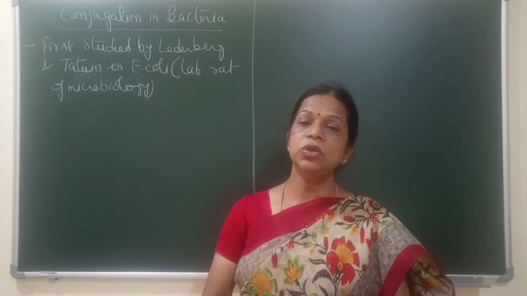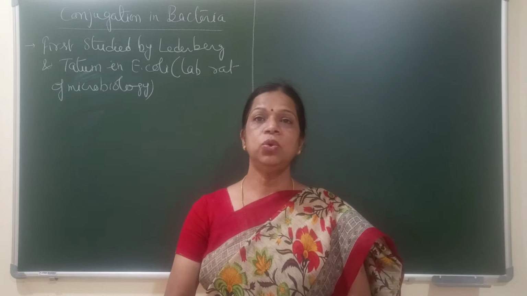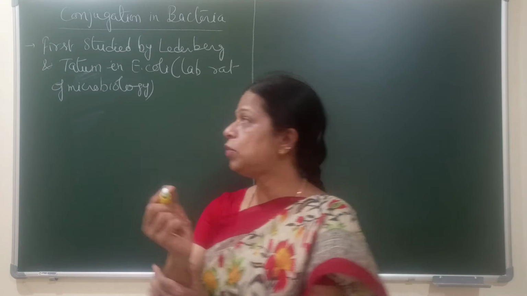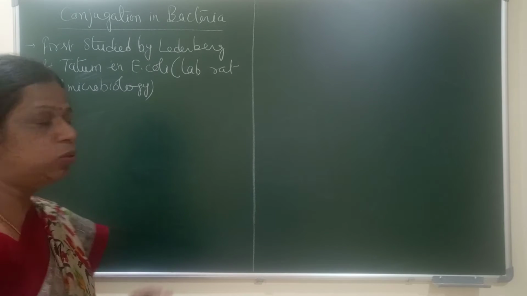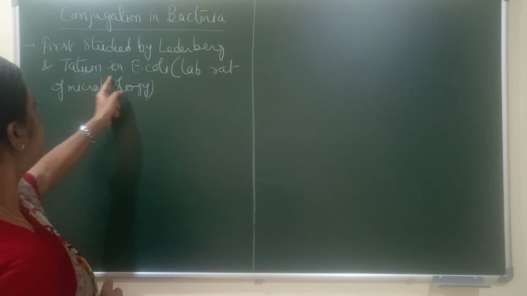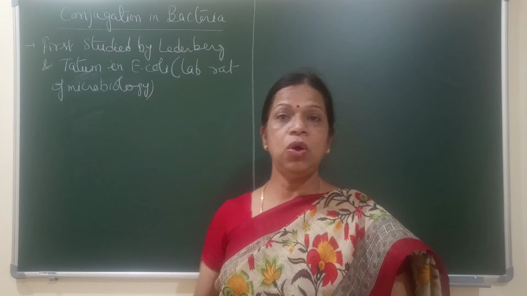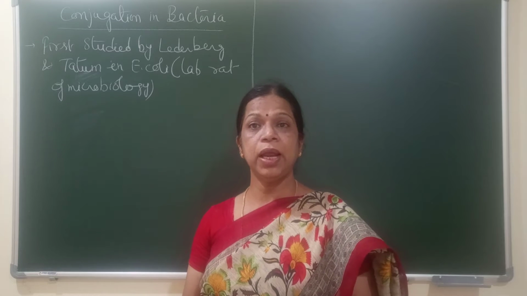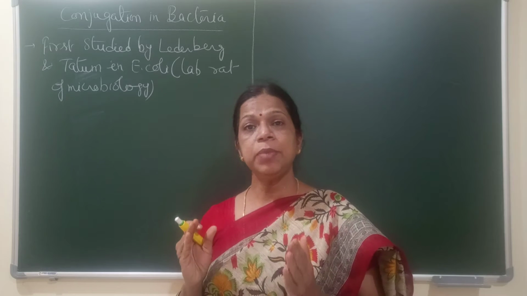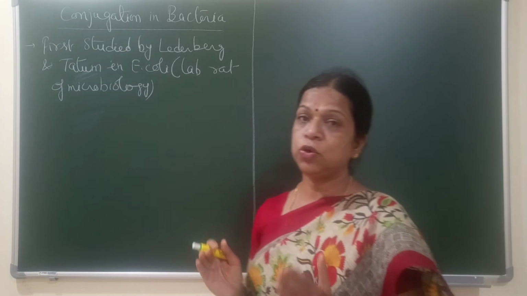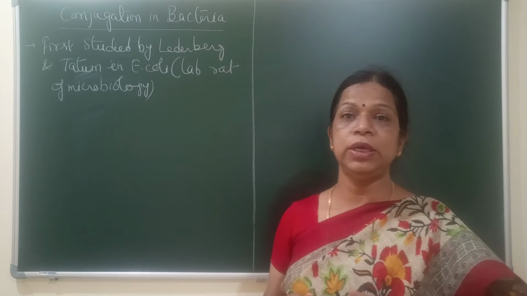Before we start the actual process of conjugation, let us try to understand the donor cells. There are two types of donor cells. A brief history of conjugation: it was first studied by Lederberg and Tatum in E. coli. And E. coli is called the lab rat of biology, because all the microbiological studies are done in E. coli. Now I will explain what the two types of donors are.